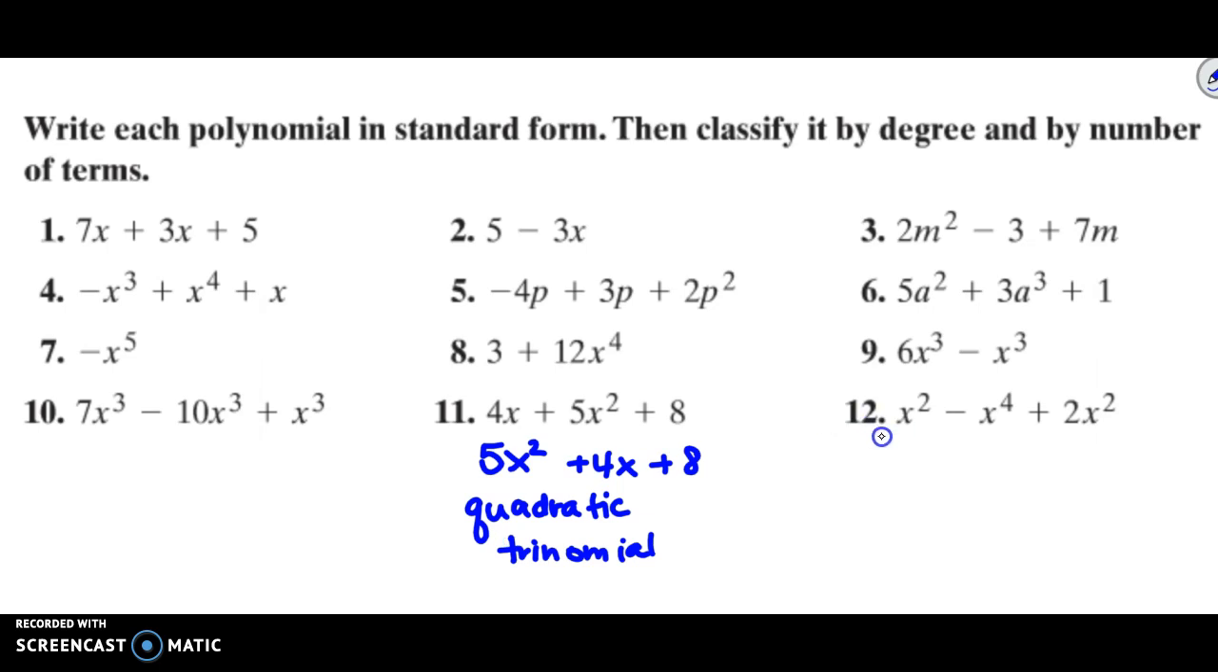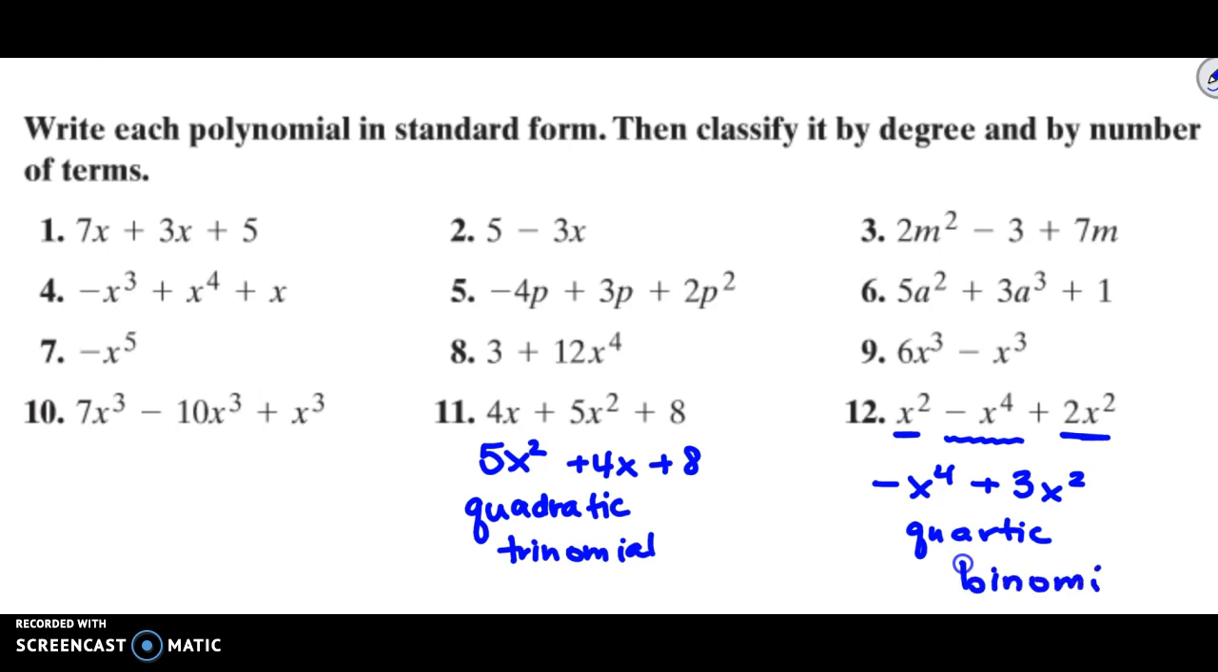Then we take a look at the next one, x squared minus x to the fourth plus 2x squared. Well, x squared and 2x squared are like terms, and negative x to the fourth is different. The fourth is the larger power, so it comes first. We have negative x to the fourth, and then x squared plus 2x squared is plus 3x squared. We look at the power of the first term, and that is quartic. And then there are 1, 2 terms, so it is a binomial.